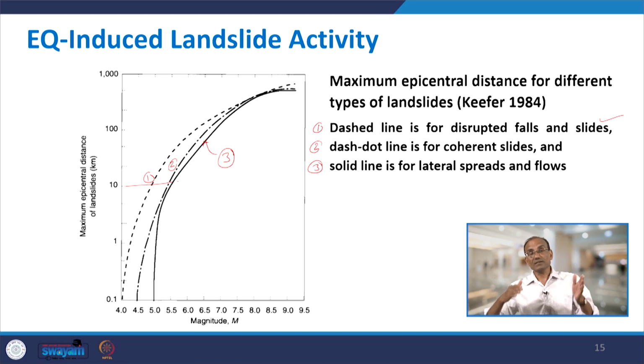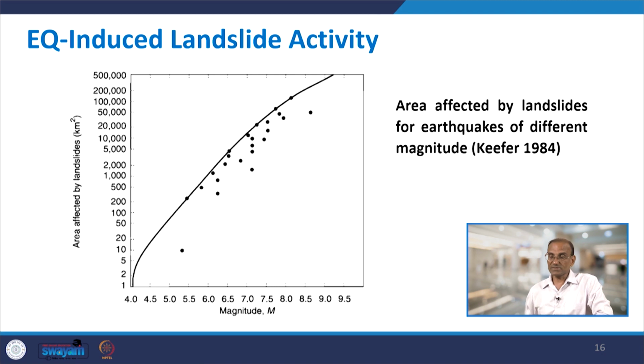So when the magnitude of the earthquake is increasing, the domain of the landslide where it will occur is increasing, which is expected also. Similarly, within the same domain, the chances are there that disturbed slides will occur more compared to lateral spreads and flows. So this was also from Keefer 1984. Then another chart, also given by the source Keefer 1984, is magnitude versus area affected by the landslides, in kilometer square.